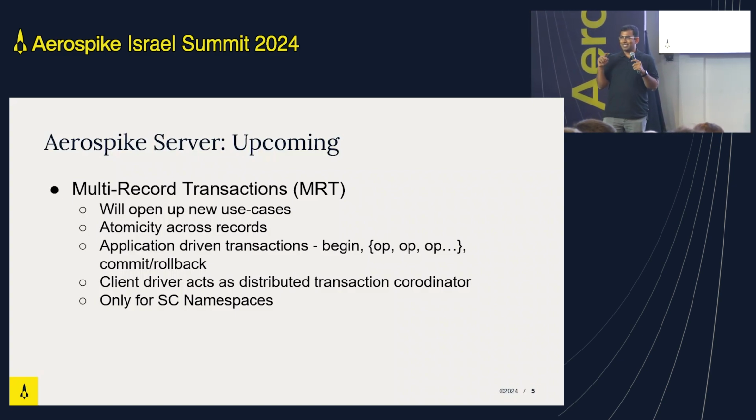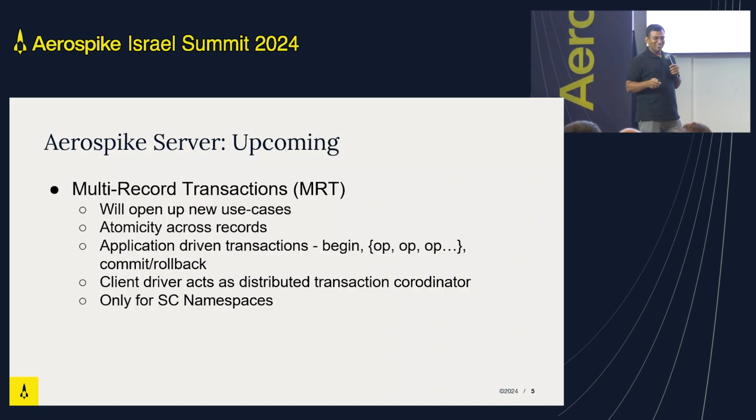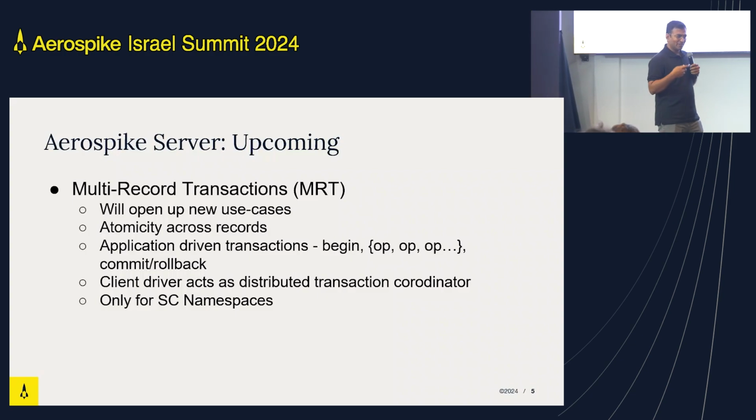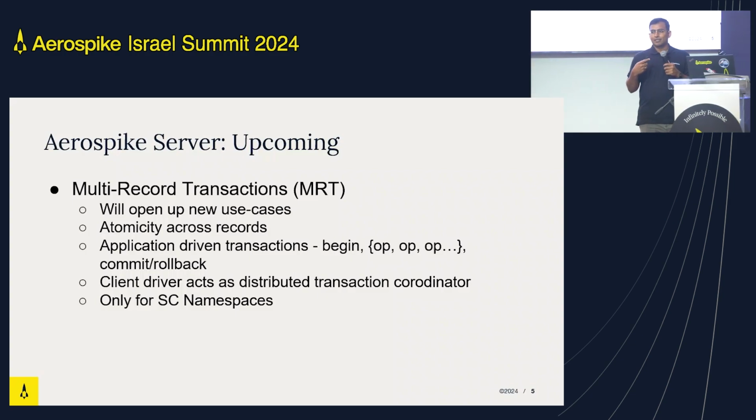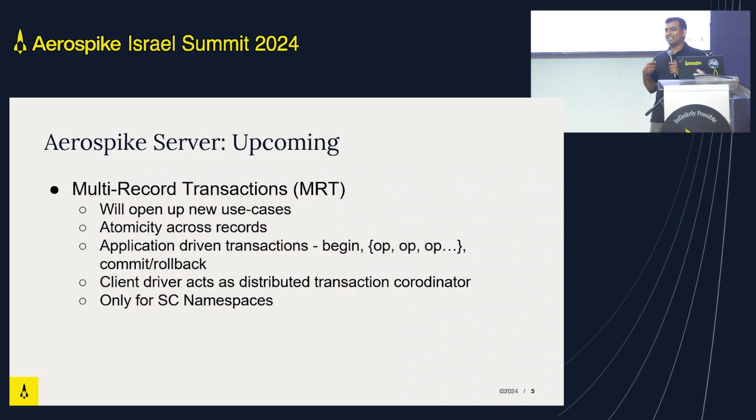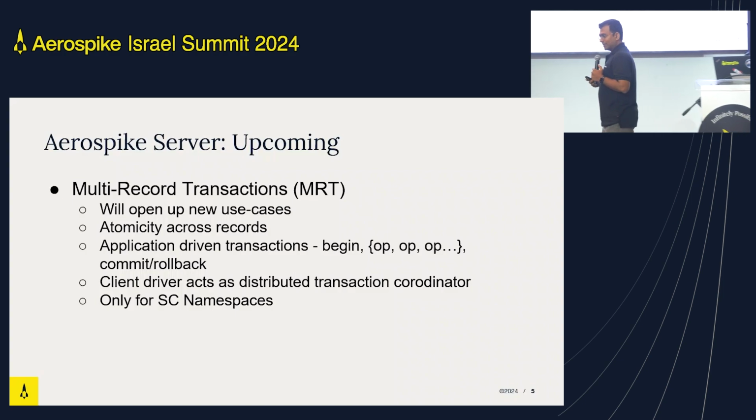and one asterisk: currently it is only supported for SC namespaces, because we think people who care about this atomicity would also care about all the guarantees that you expect from an SC system. So right now this is being built only on top of SC. Okay.